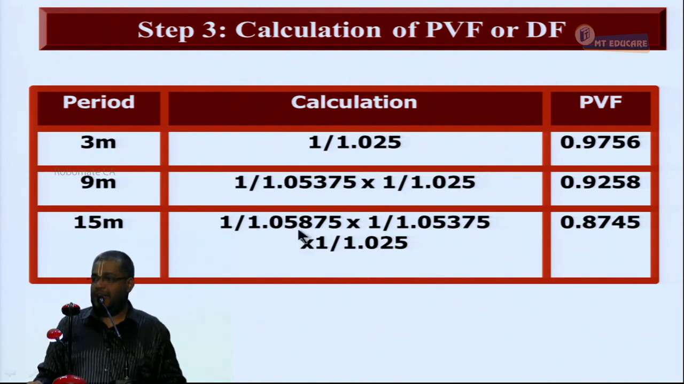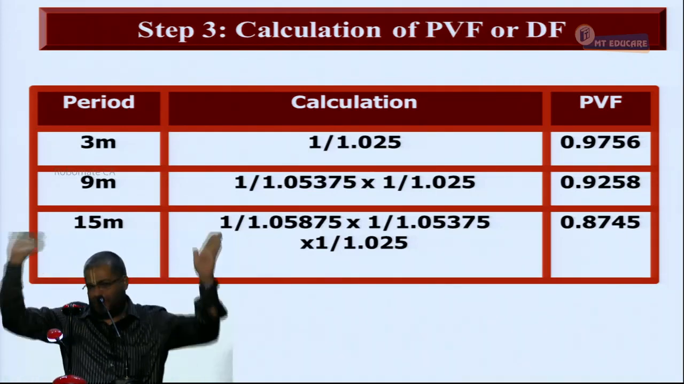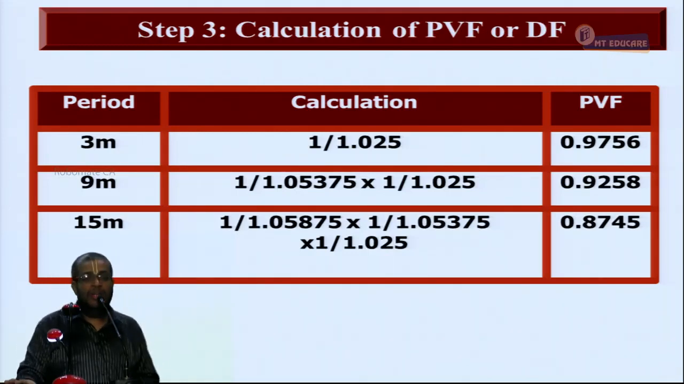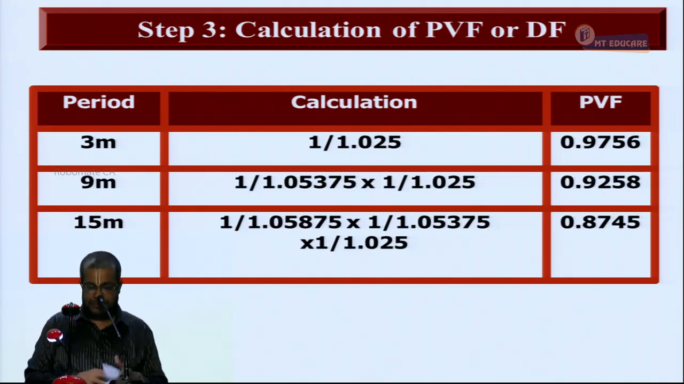When I discount by 5.875%, I bring the 15th month to the 9th month. When I discount by 5.375%, I bring the 9th month to the third month. By discounting by 2.5%, I bring the third month to month 0. So this is the calculation. Up to this, does everybody have clarity? Can I proceed to the next stage of discussion? Till now, we only did some basic working that will be in hand for our discussion to follow. Okay, now.